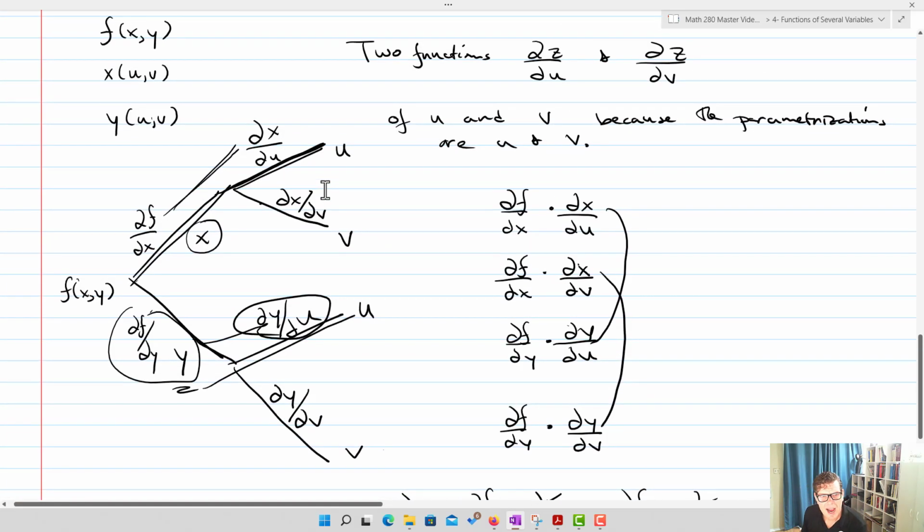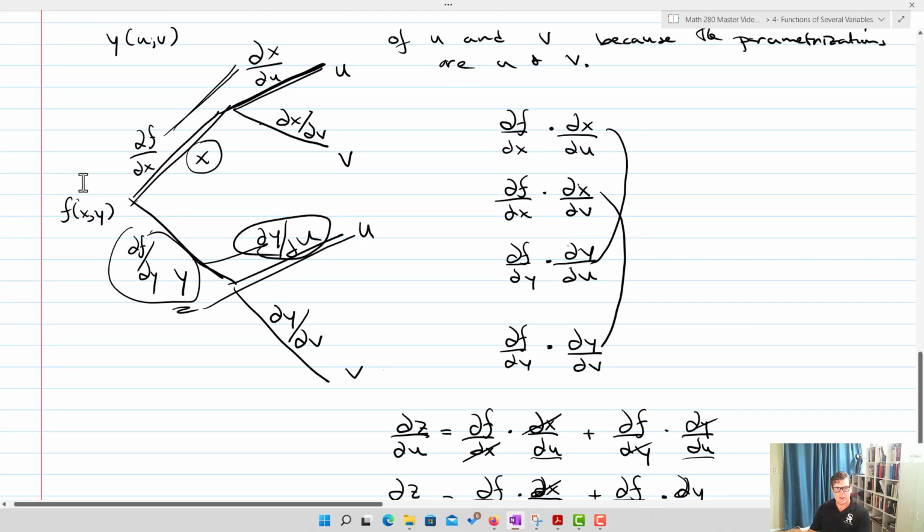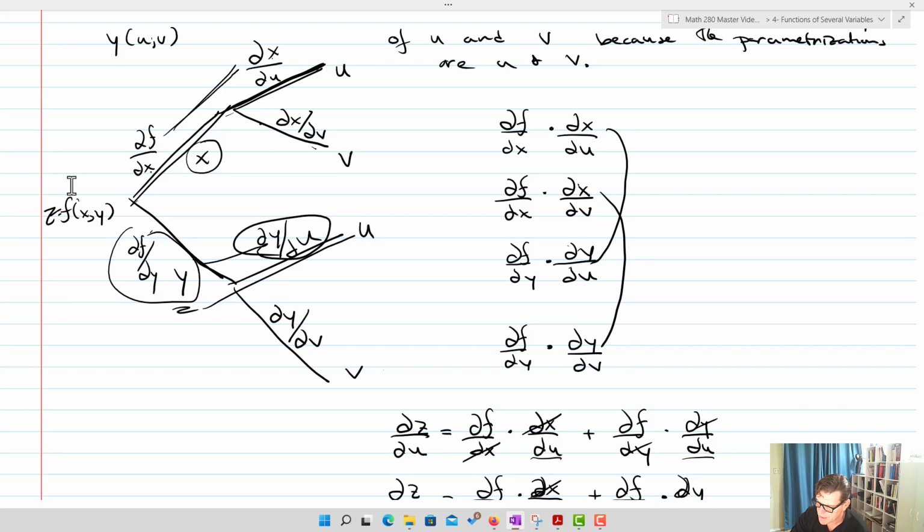So basically, how I think about this is I start with f of x y. That's my z. Z equals f of x y. I take df dx, and then I break x up into u and v, because x is a function of u and v, and that gives me dx du and dx dv. And then I have df dy, my other partial. And then y is a function of u and v, so I take its partial with respect to u and its partial with respect to v. And those are, in fact, my two functions. Okay? And there we go.